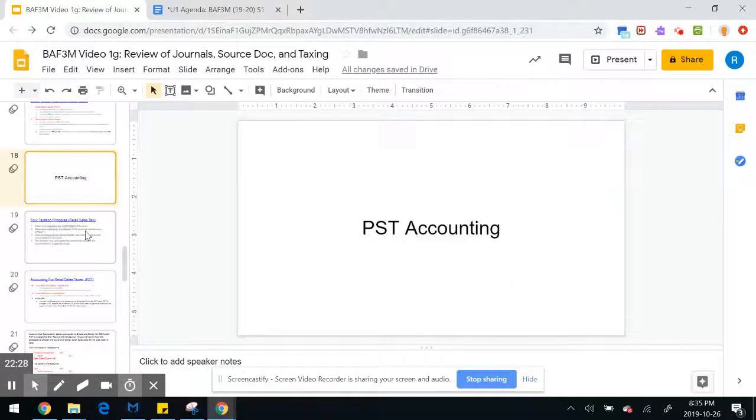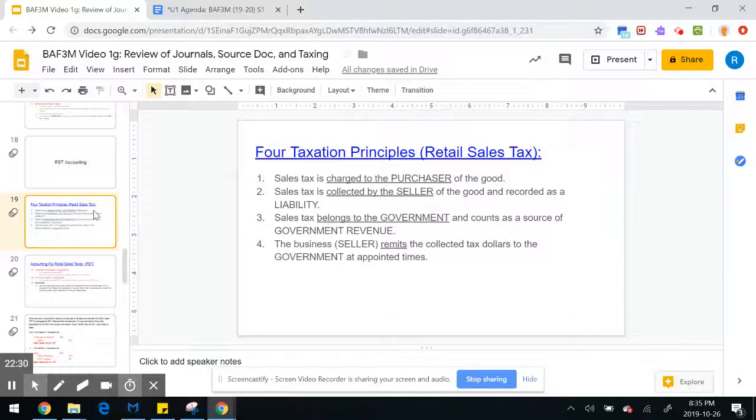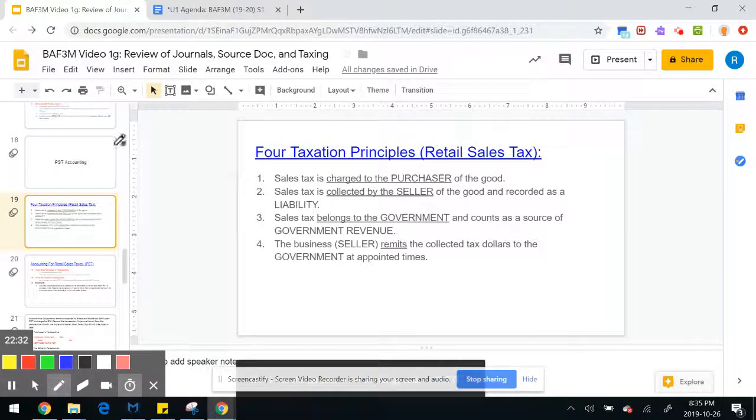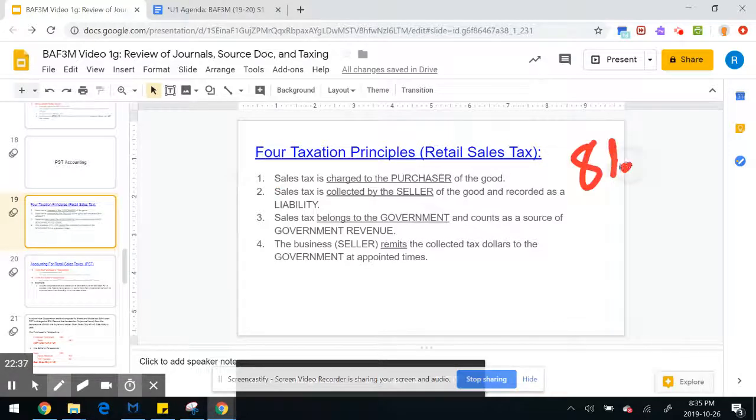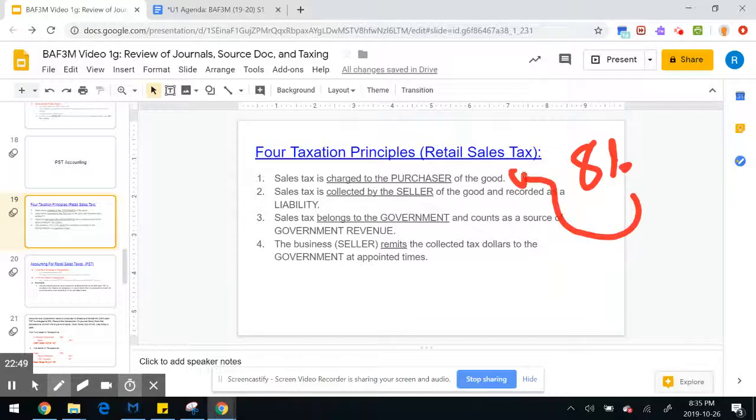Okay, so let me take a step back here and just talk about PST and GST. These are the rules we've been talking about. So for PST, which is a retail sales tax, 8% used to be in Ontario. It's different numbers in different provinces. I think it's mostly 8%. I'd have to check. But PST, when that's accounted for and purchased, here are the rules. Number one, PST is charged to the purchaser of the good. So if there's PST and you buy it, you have to pay it. Pretty much straight up. Sales tax is collected by the seller of the good. All right. So the PST is collected by the seller and paid for by the purchaser.